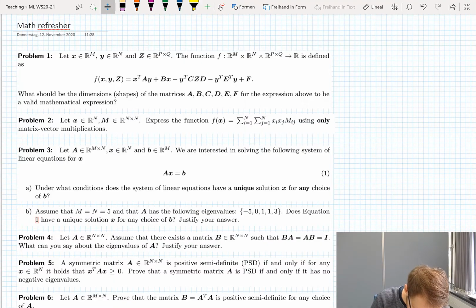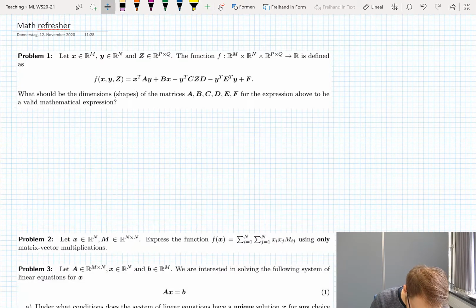Let me get some more space here. Okay, so the question is, what are the dimensions of these shapes, of the matrices especially? Because sometimes people struggle with these basic properties. So we are given that x is m-dimensional, y is n-dimensional, and z is p by q dimensional.